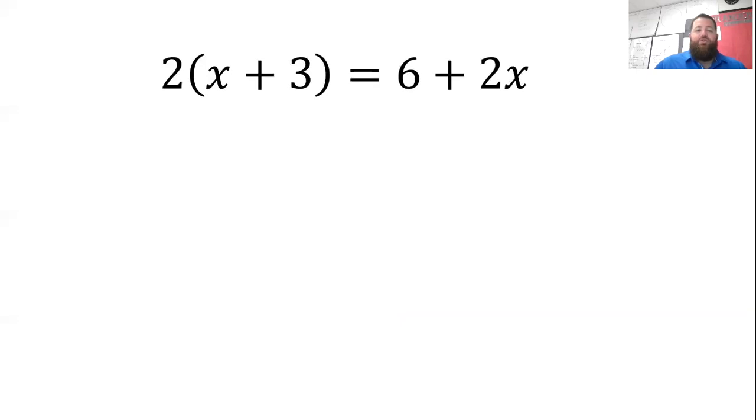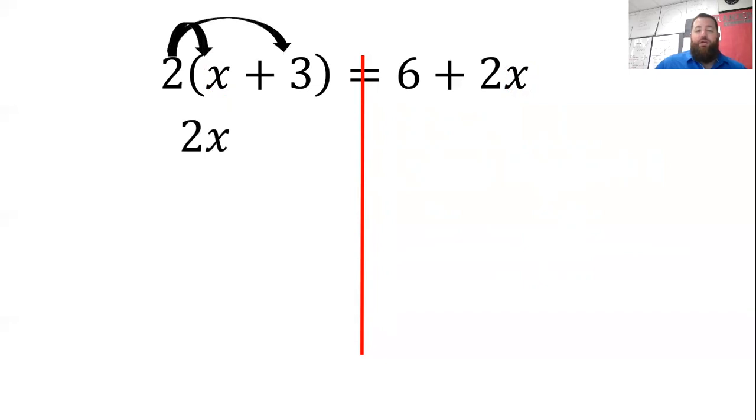Number 3 says 2 times x plus 3 equals 6 plus 2x. So draw my line, identify my variables. I've got my variables on both sides, but I have parentheses, so I have to distribute. Okay, so that was step 3. I have to simplify. So I'm going to distribute that 2 to the x, and I get 2x. I'm going to distribute that 2 to the 3, and I get plus 6. So 2x plus 6 equals 6 plus 2x.